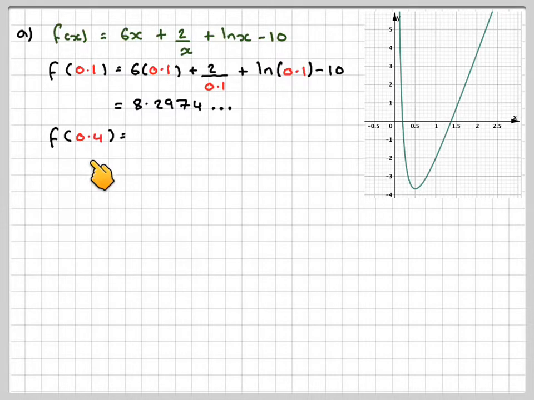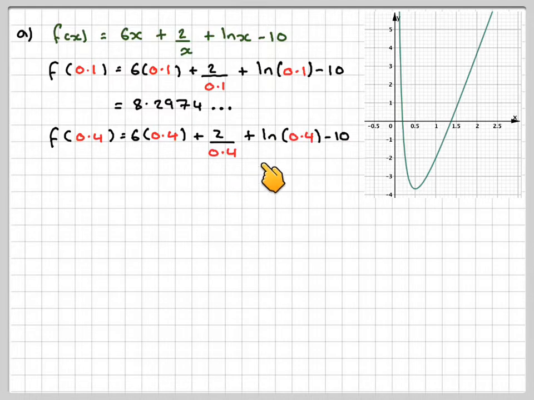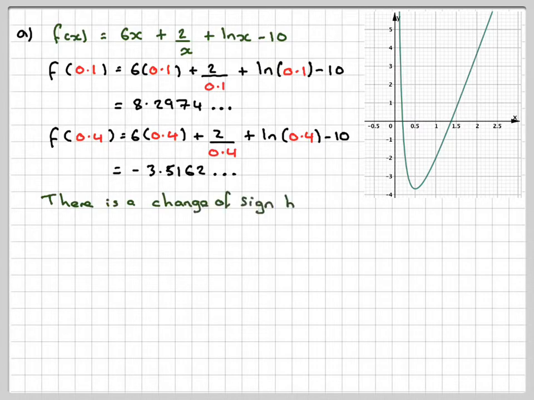And then if we do f of 0.4, we're going to get 6 times 0.4 plus 2 over 0.4 plus ln of 0.4 minus 10. And on our calculator, it gives minus 3.5162. The important thing between here and here, there's a change of sign and the function is continuous. Therefore, there is a change of sign, hence alpha must be between 0.1 and 0.4.